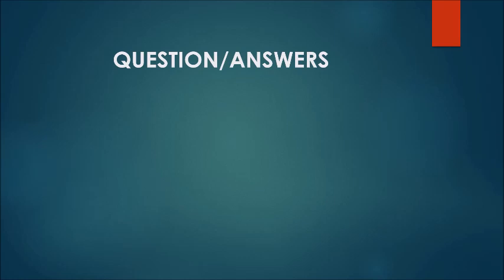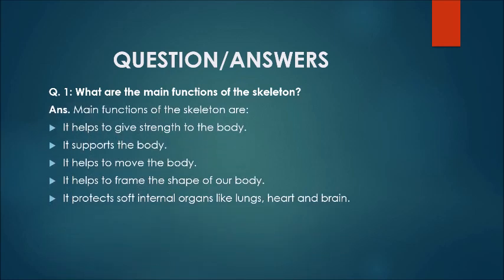Question answers. Question number 1. What are the main functions of the skeleton? Answer. The main functions of the skeleton are: Number 1, it helps to give strength to the body. Number 2, it supports the body. Number 3, it helps to move the body. Number 4, it helps to frame the shape of our body. Number 5, it protects soft internal organs like lungs, heart and brain.